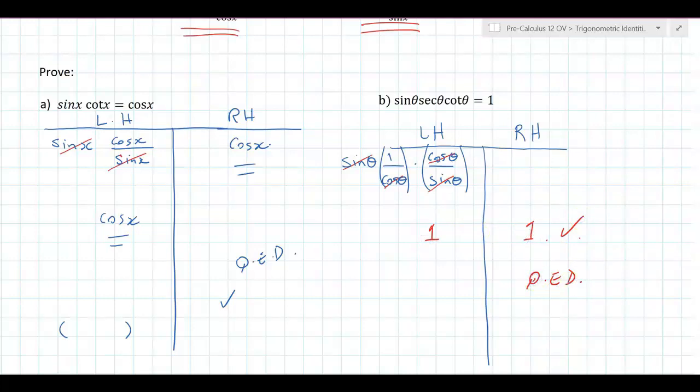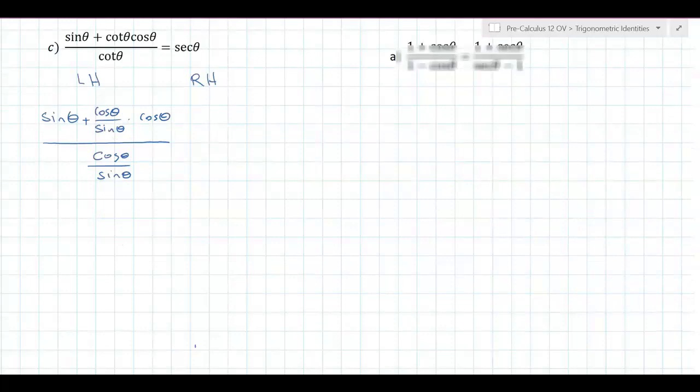Okay, great. Let's go to the next one. So here is question C. Let's go through it again. We're going to change all the non-primary trig ratios into the primary trig ratios. So cotangent has to be changed. We're going to leave secant alone on that side, but you can change it to 1 over cosine if you want. Once you do this, notice that you get this compound fraction right here, but you have to actually deal with the algebra. So now you have to add that.